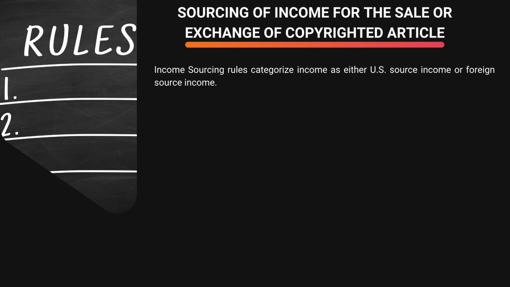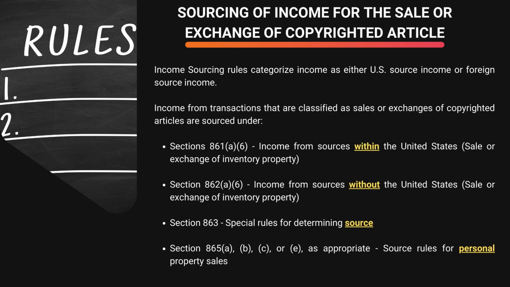Now, income sourcing rules categorize income as either US source income or foreign source income. Income from transactions that are categorized as sales or exchanges of copyrighted articles are sourced under the following sections. So, for example, you have section 861. Section 861, the header, talks about income from sources within the United States. When you go deeper to subsection A6, it talks about the sale or exchange of inventory property.